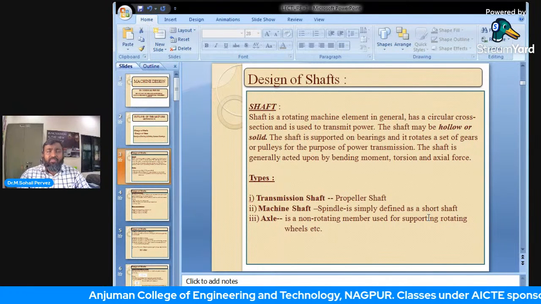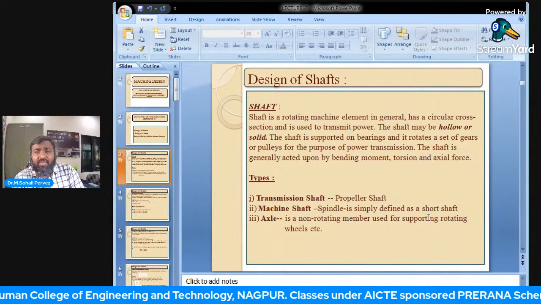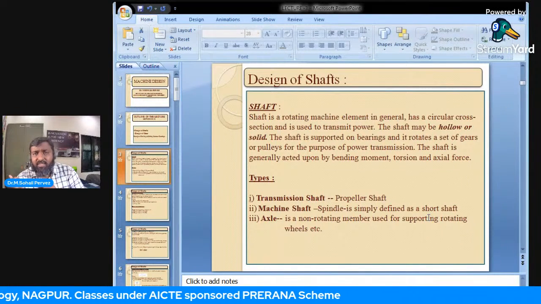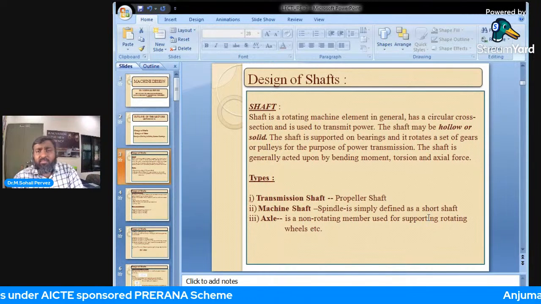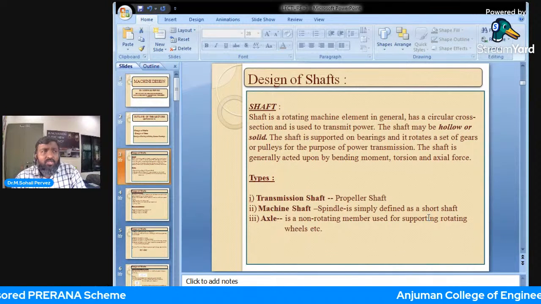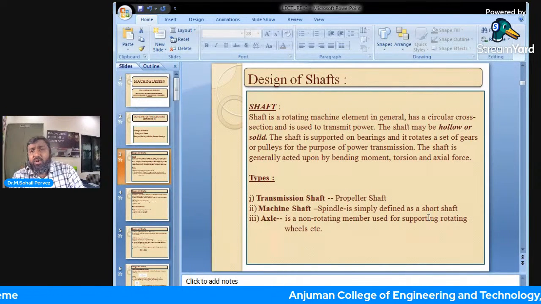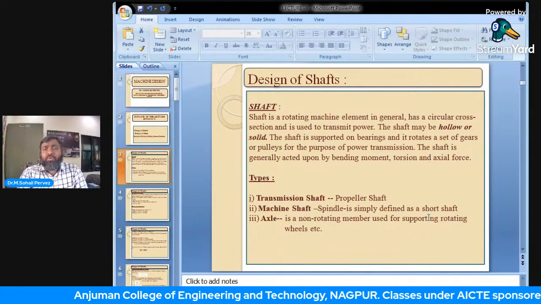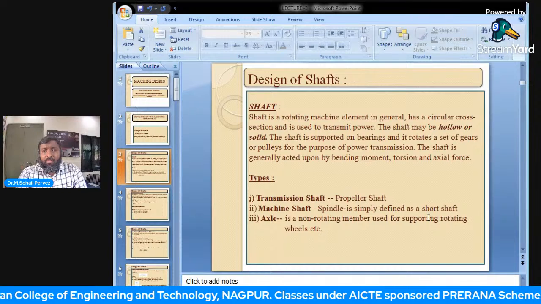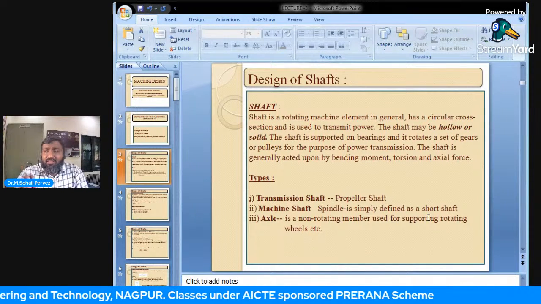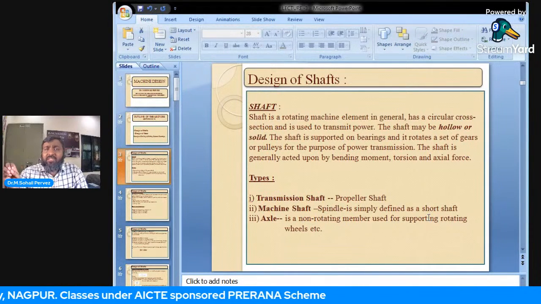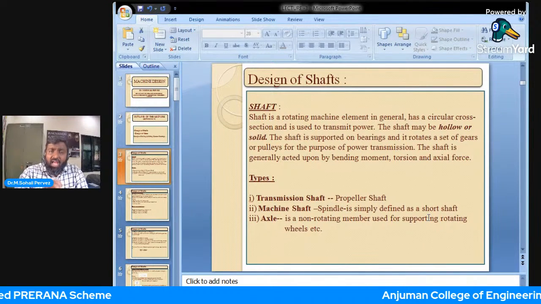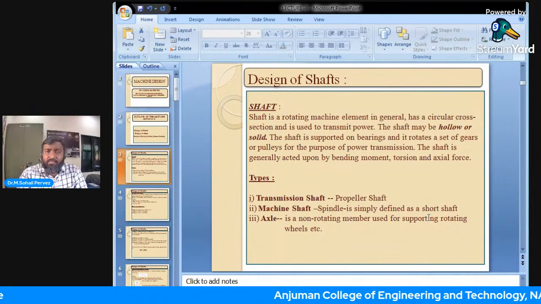Now, when we say shaft, we can say that shaft works as a postman. It receives something and it delivers to another. While doing so, the faithfulness of that delivery, the faithfulness of that torque transmission, is of utmost importance, because the torque or the power which is being transmitted through this shaft itself will have some impact on the strength of the shaft.